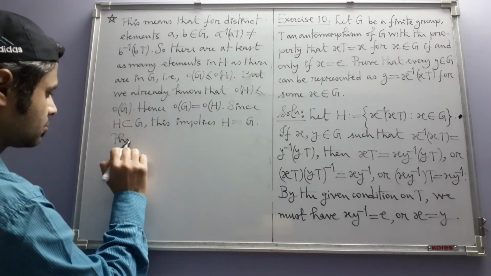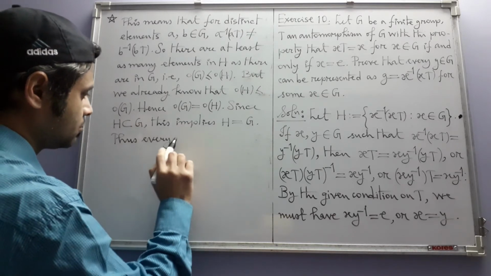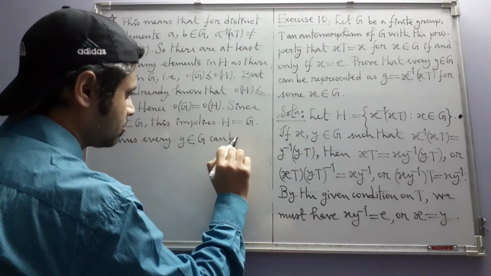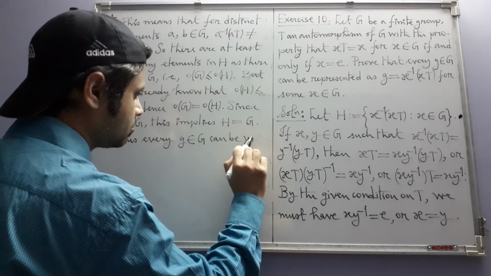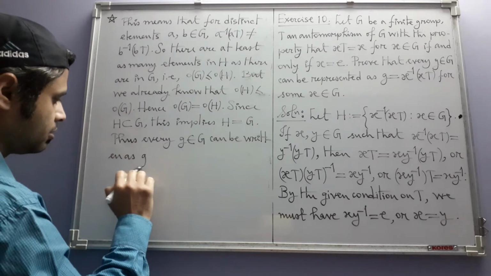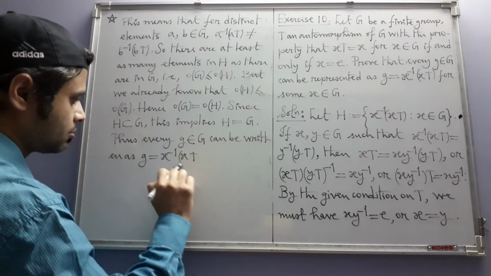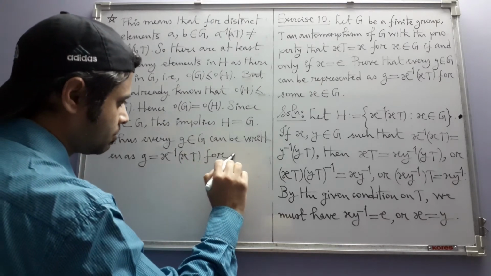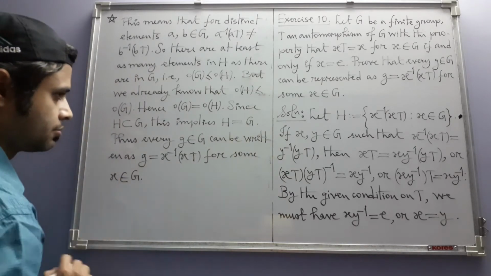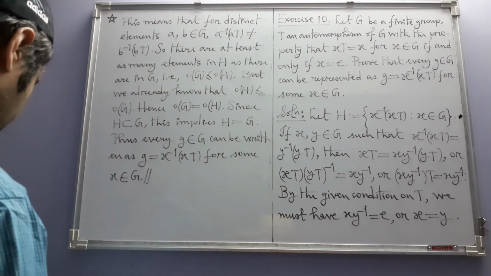Thus, every G belonging to G can be written as, for some element X in G. Then 11.